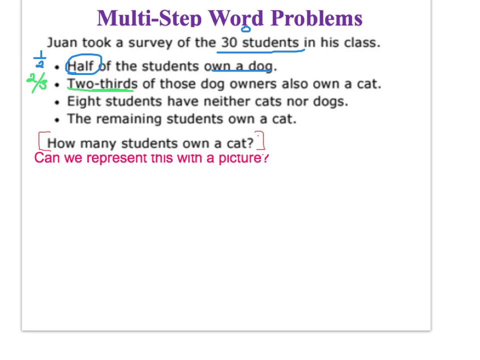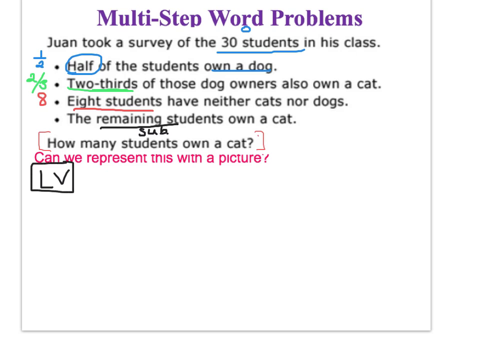8 students don't have an animal, a cat or a dog, and the remaining students own a cat. So when I see that word remaining, I know I'm going to have to subtract something. Okay, so now let's line up my plan and solve.